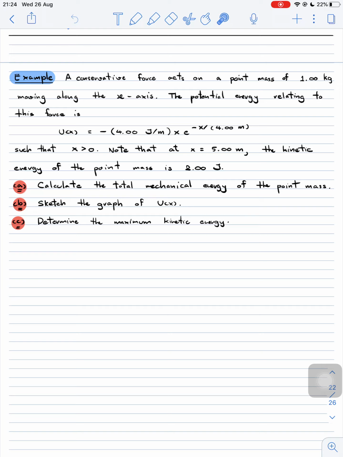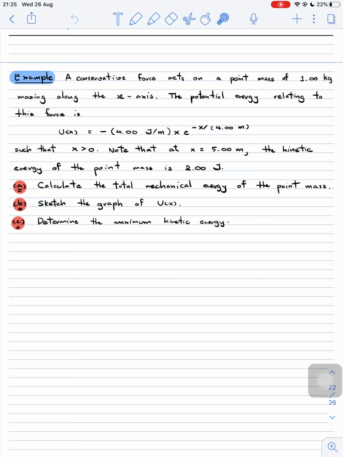So let's consider this function first. We have a constant, the 4 in units of joules per meter, multiplied by x here. The x is the position, so in this case x must have the unit of meter. So the unit of x cancels with the joules per meter, and then we get the energy in units of joules. Then we multiply with the exponential function, e to the negative x over 4.00 meter.